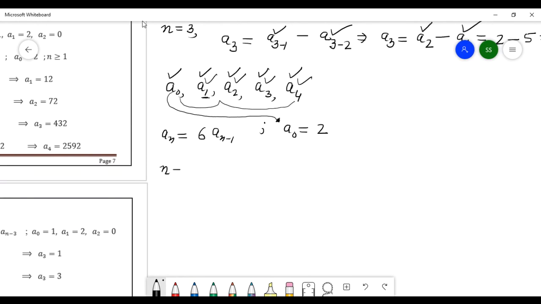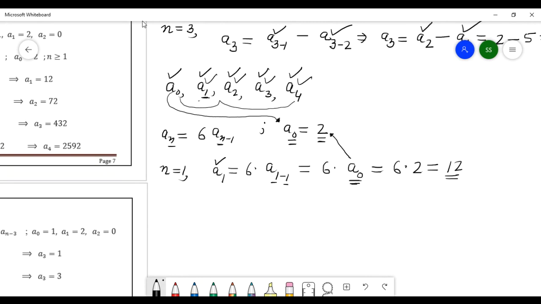a1 means n is 1. Here this n is 1, so a1 equals 6 times a of n minus 1, which is 1 minus 1, so a0. And a0 is already given as 2. So this equals 6 times 2, which is 12. So a1 equals 12. Now let us see a2.